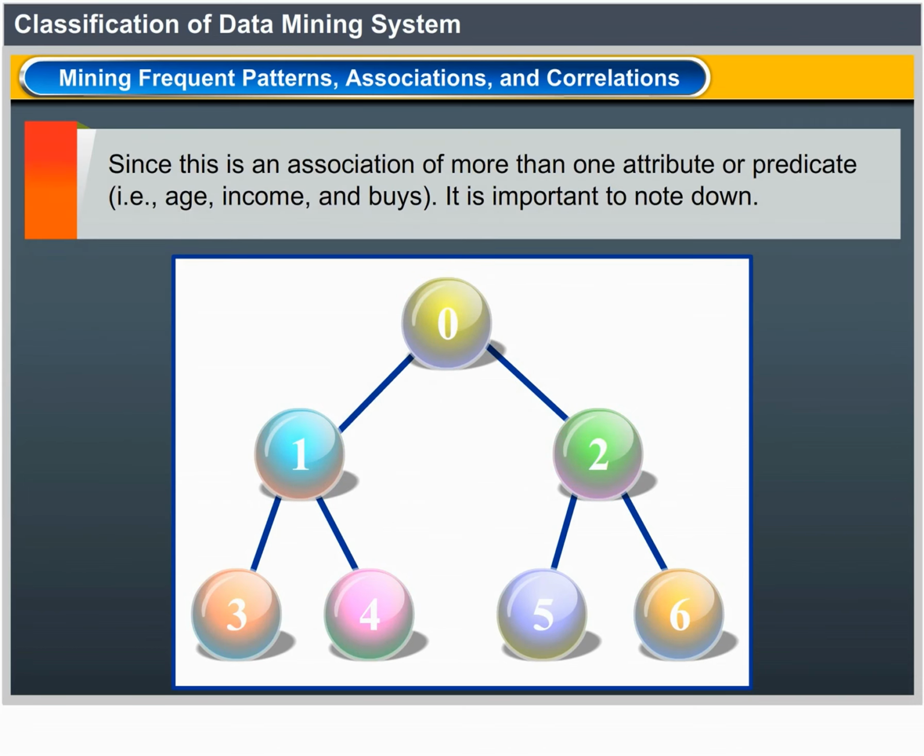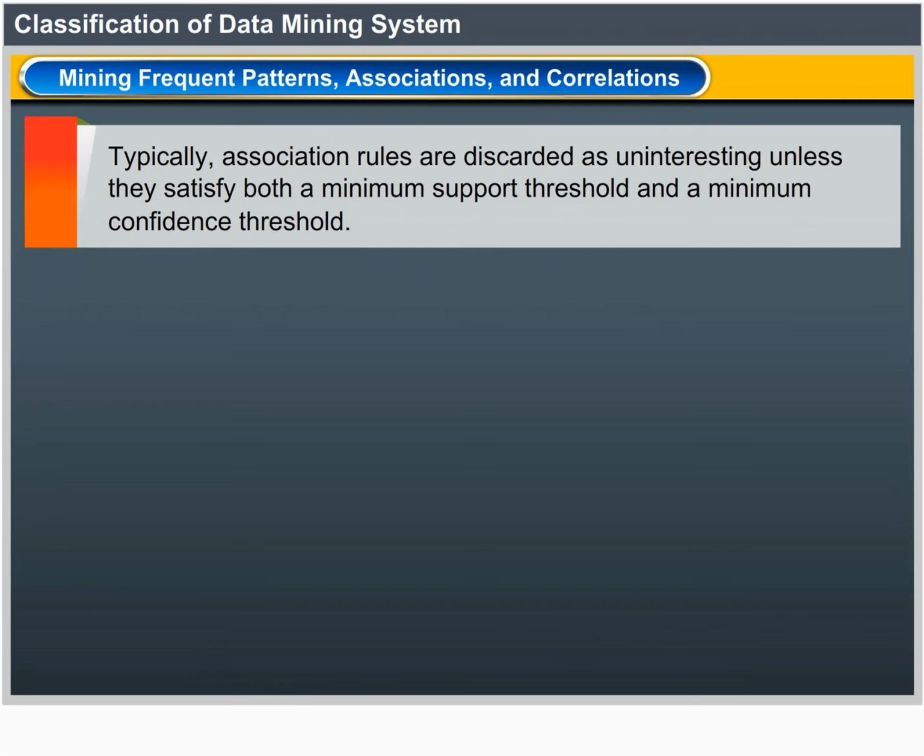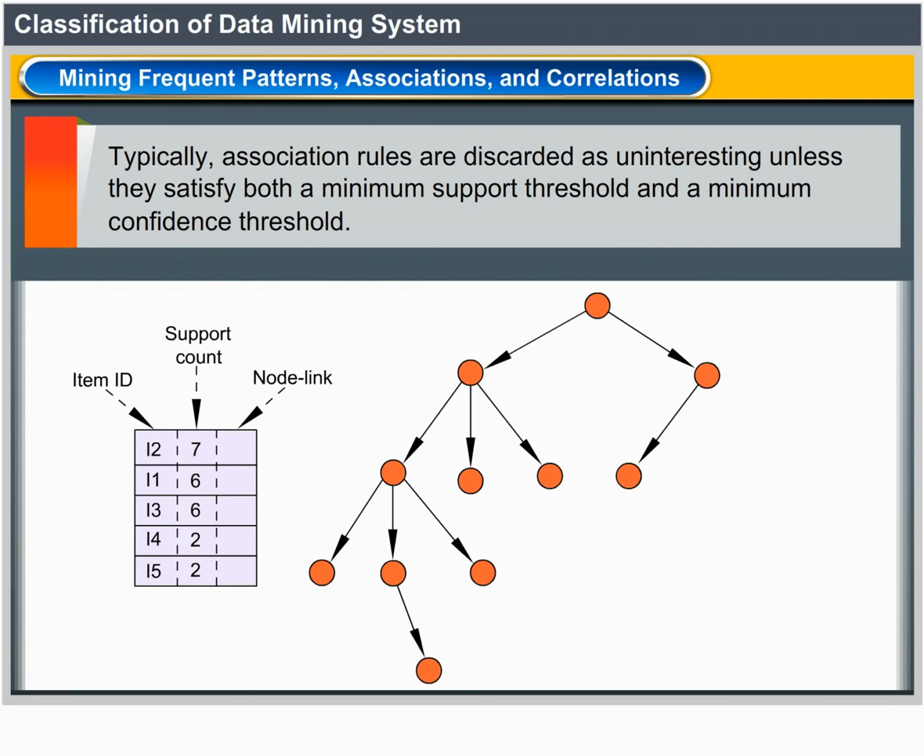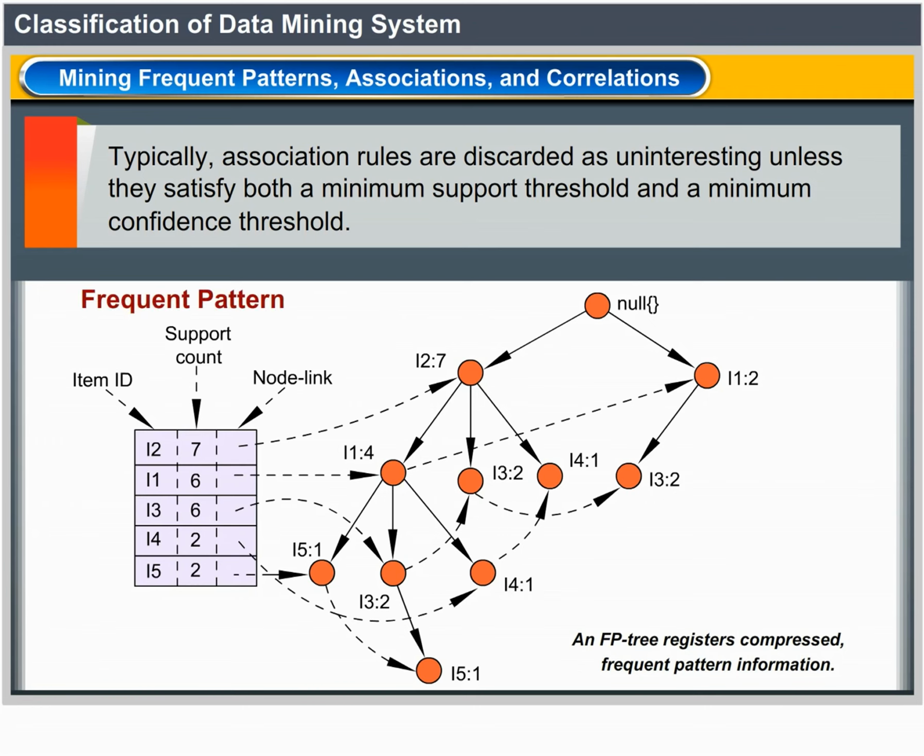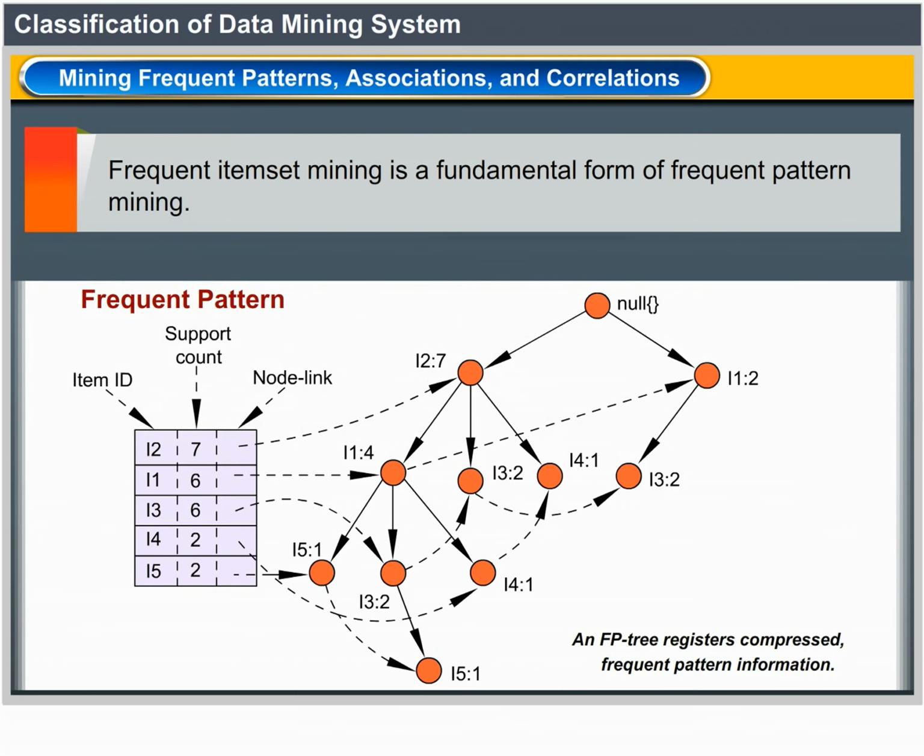Note that this is an association involving more than one attribute or predicate, for example, age, income, and buys. Adopting the terminology used in multidimensional databases, where each attribute is referred to as a dimension, the above rule can be referred to as a multidimensional association rule. Typically, association rules are discarded as uninteresting if they do not satisfy both a minimum support threshold and a minimum confidence threshold. Additional analysis can be performed to uncover interesting statistical correlations between associated attribute value pairs. Frequent item set mining is a fundamental form of frequent pattern mining.